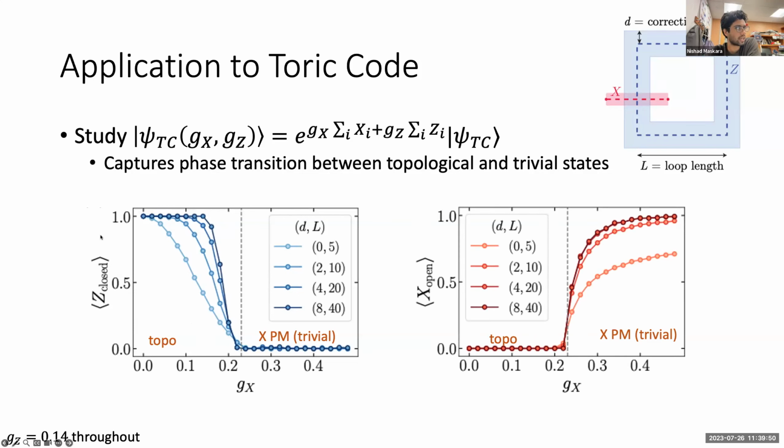Here I was looking at Z closed loops, the Wilson loops. We can also look at the disorder parameters, which are the open loops. We see that the disorder parameters get amplified in the trivial phase, and almost by definition in the topological phase, these disorder parameters are heavily suppressed. So you can see that these transformations are behaving on the state as expected.